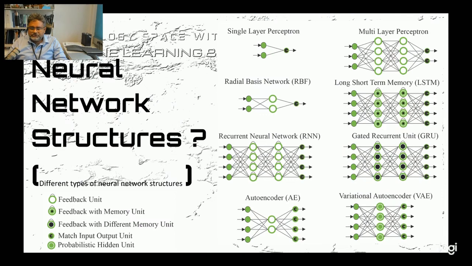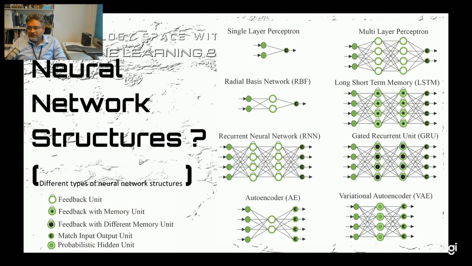So the final question I'm going to answer in this presentation is, are there many neural network types? Yes, there are several. At least here I am presenting some selected neural network types. I think I discussed the single layer perceptron in the beginning. When you combine multiple perceptrons, you can create multi-layer perceptron structures. Radial basis networks, RBF, are also another network type utilized by the research community.